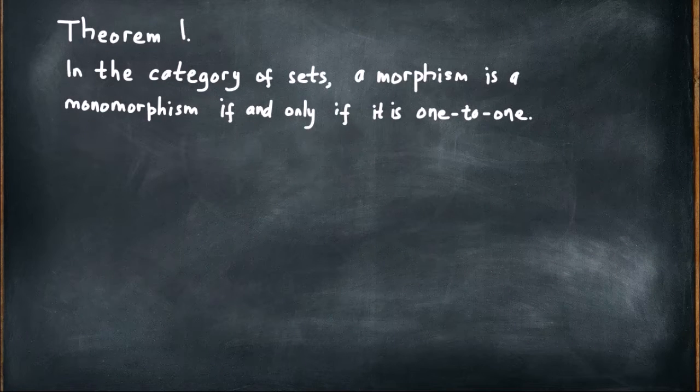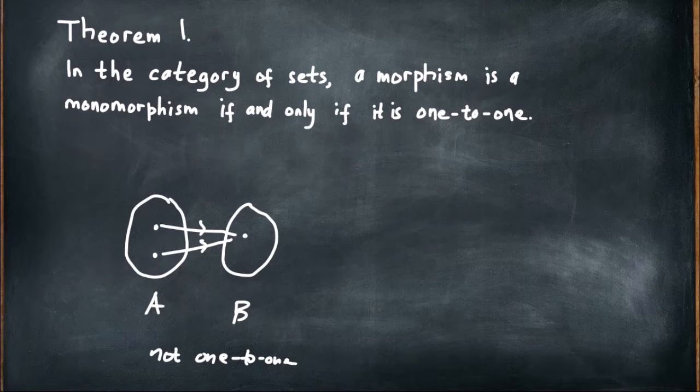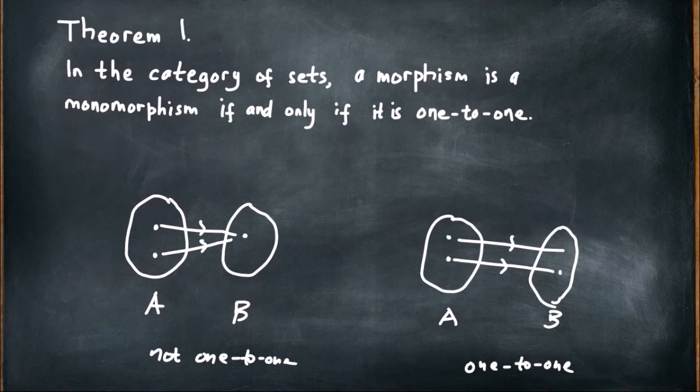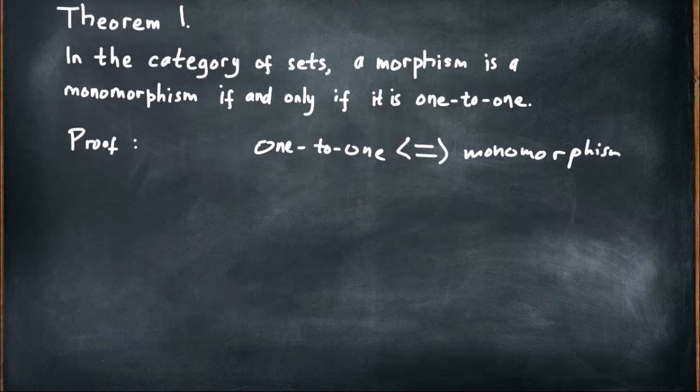Theorem 1. In the category of sets, a morphism is a monomorphism if and only if it is one-to-one. Recall that a mapping from set A to set B is called one-to-one if no two distinct elements of A map into the same element of B. So this is an example of a mapping which is not one-to-one because two distinct elements of A are mapped to the same element of B. So in a one-to-one mapping, any distinct elements must be mapped into distinct elements. Now, in order to prove this theorem, we must show that one-to-one implies monomorphism and monomorphism implies one-to-one.